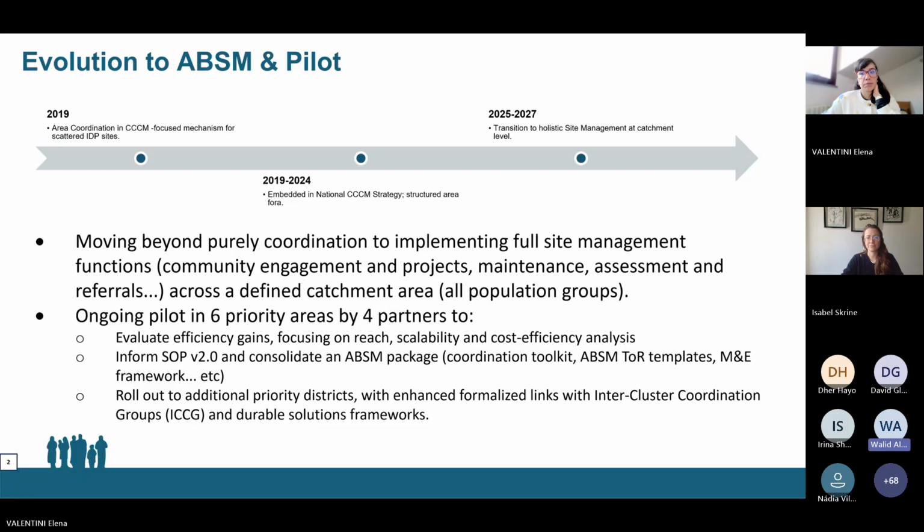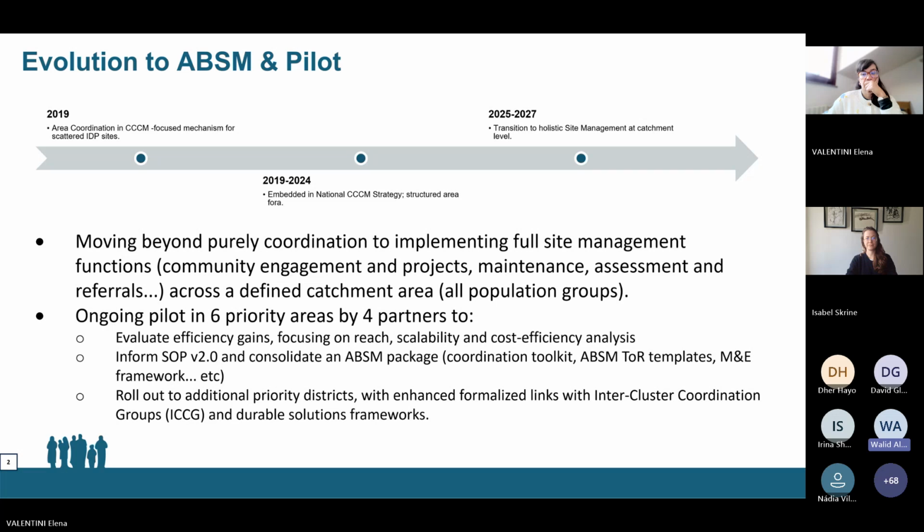What we hope from the pilot is to evaluate what we are actually gaining in terms of efficiency, both in terms of reach, how we are reaching people and how we are coordinating that reach, but also in terms of scalability and cost efficiency. Does it result in an overall cost-efficient humanitarian response? We want to also use the learning from the pilot to inform how we operate ABSM. So whatever SOP we've drafted now is to kick off the process, but then we're going to adapt it after the learning of the pilot.